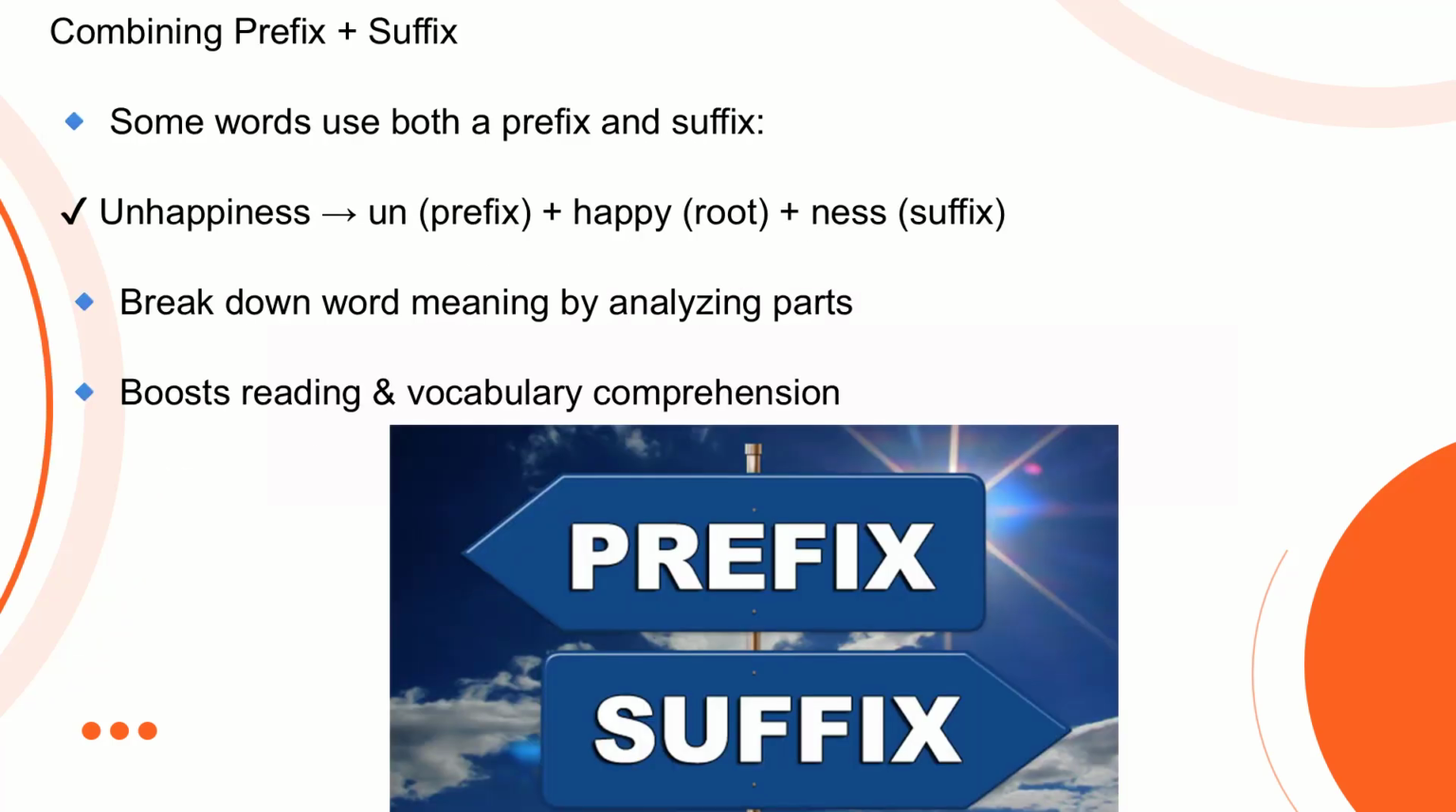Combining prefix and suffix. Let's learn how to combine both prefix and suffix in one word. Some words contain both elements, such as unhappiness. Here un is the prefix, happy is the base, and ness is the suffix. Breaking the word into parts helps you decode its meaning. This is a great way to grow your vocabulary naturally.